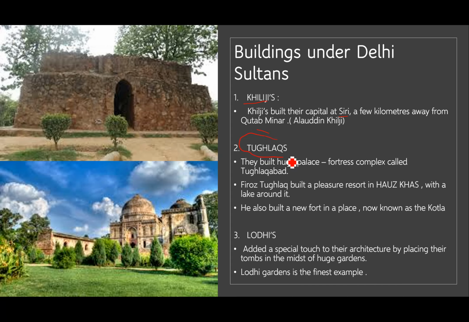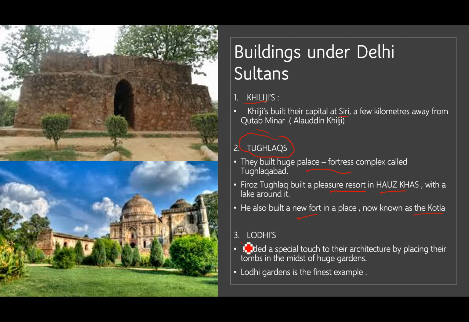Then come the Tughlaqs. You had Muhammad bin Tughlaq, Ghiyasuddin Tughlaq, and Firoz Shah Tughlaq. What did they do? First, they built huge palace fortress complexes called Tughlaqabad. Firoz Tughlaq also built a pleasure resort in Hauz Khas with a lake around it, and he also built a new fort in a place known as Kotla.